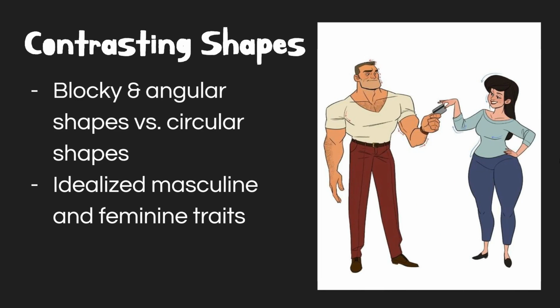Now, we also have contrasting shapes. And what we have here in my example is two different characters made with two very different types of shapes that help communicate two very different types of people. Notice how the blocky angular shapes of the male character and the circular shapes in the female character emphasize the contrast in their idealized masculine and feminine traits.